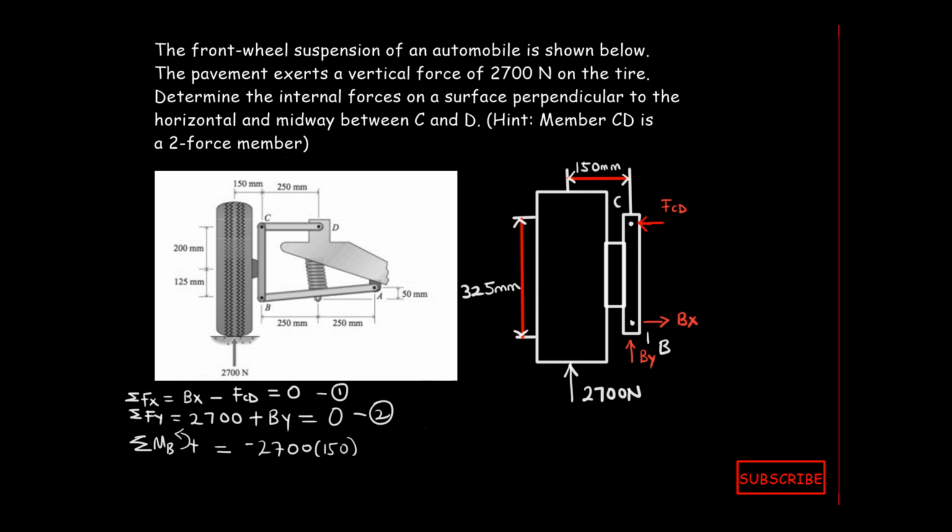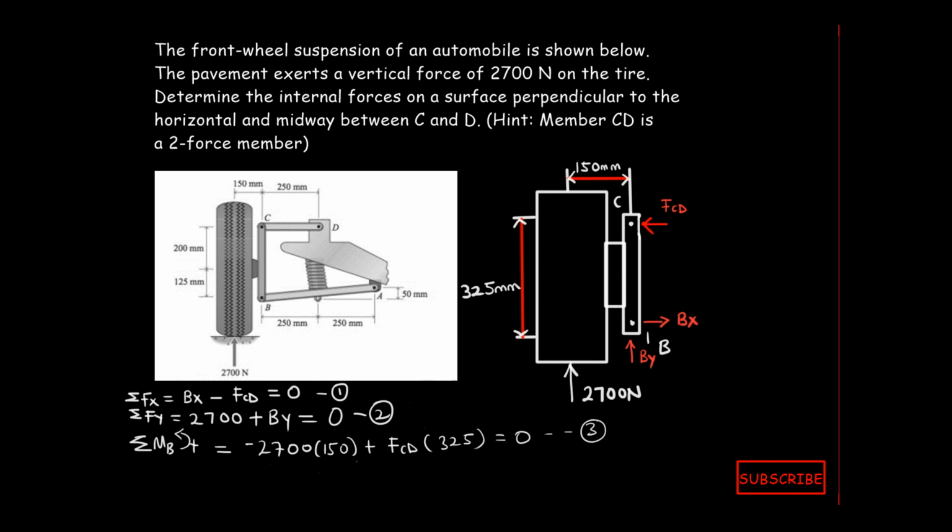Then plus the moment of FCD. That will be a counterclockwise moment, so that will be positive. Its perpendicular distance from point B is 325 millimeters. So I'm going to have FCD multiplying with 325 millimeters. Bx and By are acting directly on point B, so they won't cause any moment. This is equal to 0. So let's name this equation 3.